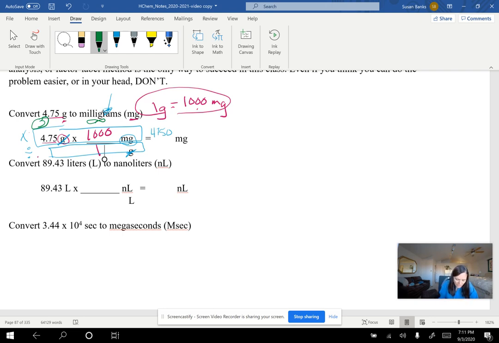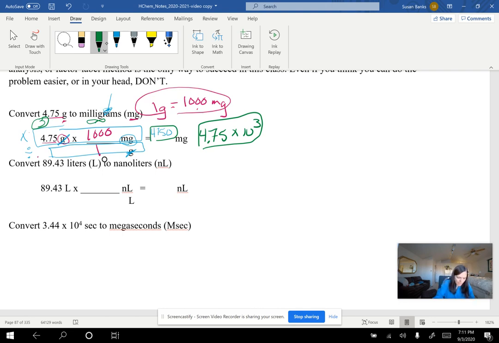So 4750, if I don't have a decimal point there, that is just 3 sig figs. Remember, only zeros after non-zero numbers with a decimal are significant. Or I could write it like this, 4.75 times 10 to the 3. Both of these ways of writing it would be okay.